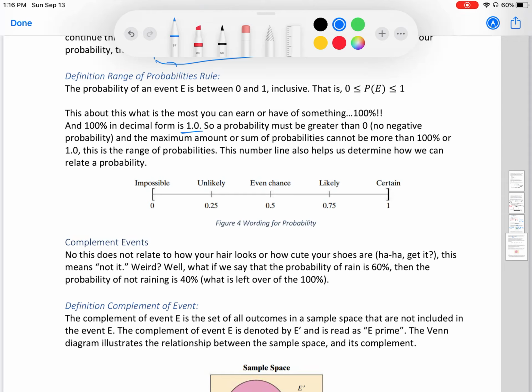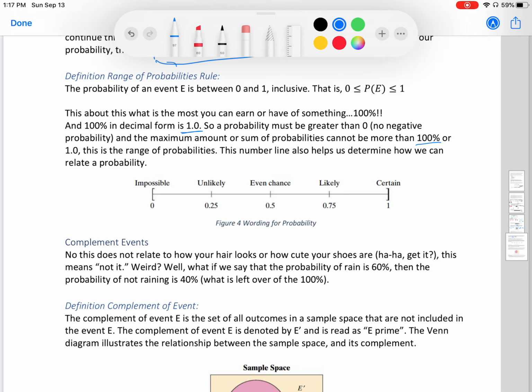So a probability must be greater than or equal to 0, meaning negative is not an option, and the sum of probabilities cannot be more than 100%, or 1. This is the range of probabilities. This number line also helps determine how we can relate a probability, or refer to it, in actual words.